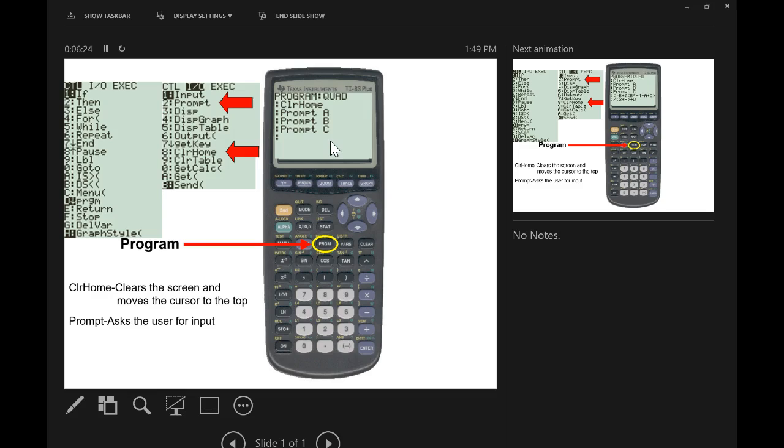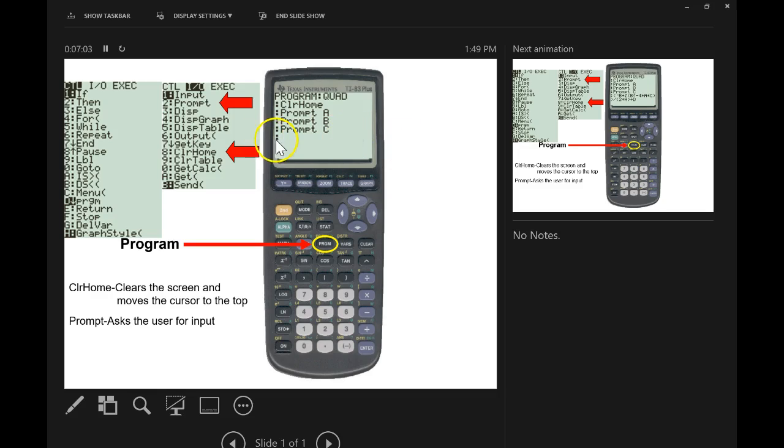What we're doing right now, the prompt command, what the calculator does when it runs this program, when it comes to the prompt, it's going to ask you, the user, to input a value for A, B, and C. What we're doing right now is writing a program to calculate the quadratic formula for us. So the first thing we need to do is be able to enter in the values for A, B, and C into our calculator. So that's what the prompts are doing. It's asking us, whoever's running the program, to enter in some numbers for those. Okay?